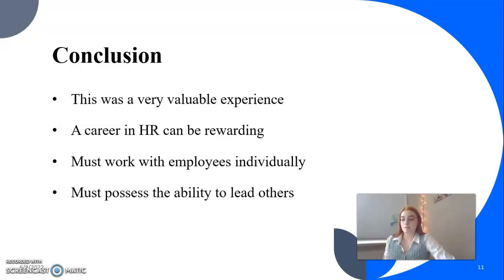You have to possess the ability to lead and influence others in a way that benefits them, your company, and you as an HR professional.